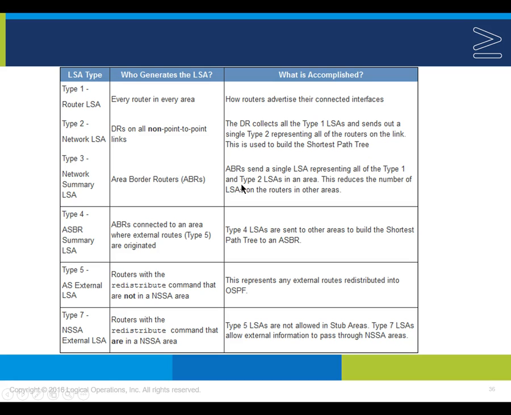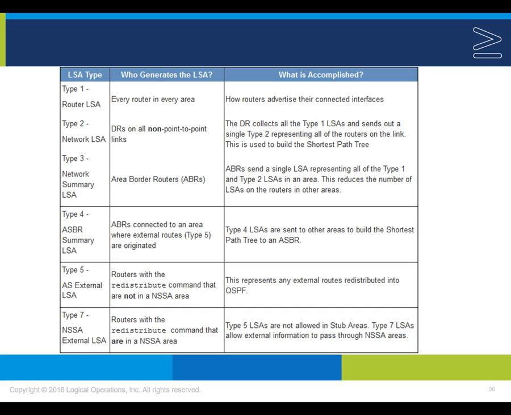The type 3 area border routers send a single LSA representing all the type 1 and type 2 LSAs in an area, which reduces the number of LSAs on the routers. Type 4 are area border routers connecting to an area where there are external routes. And then type 5 routers with a redistribute command.